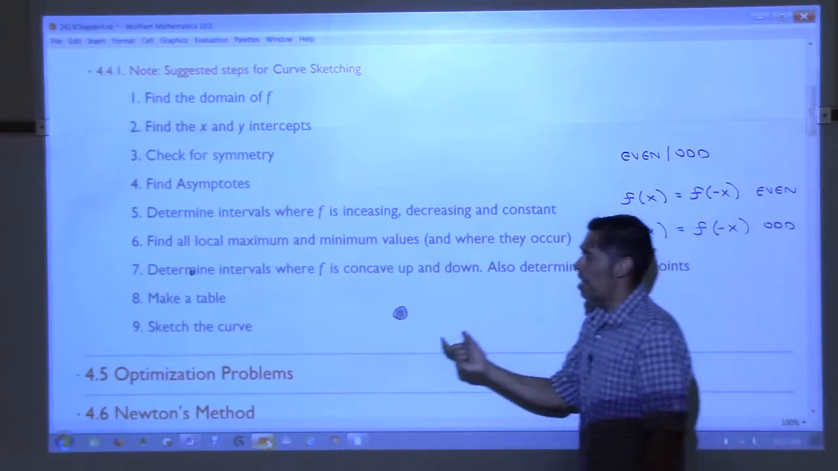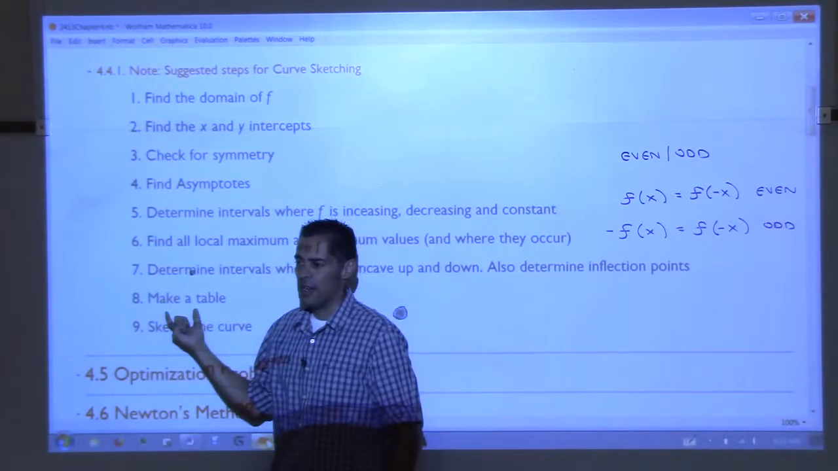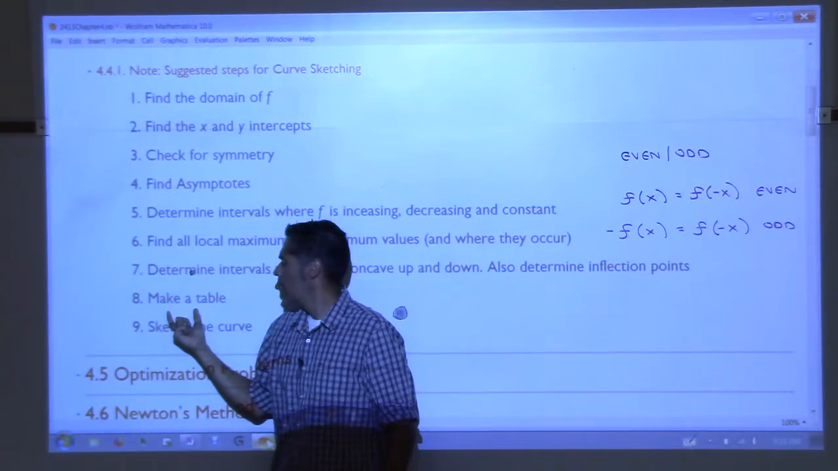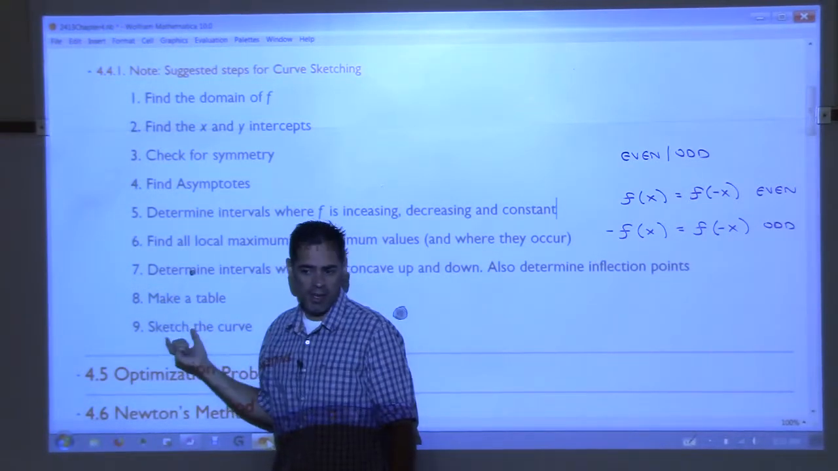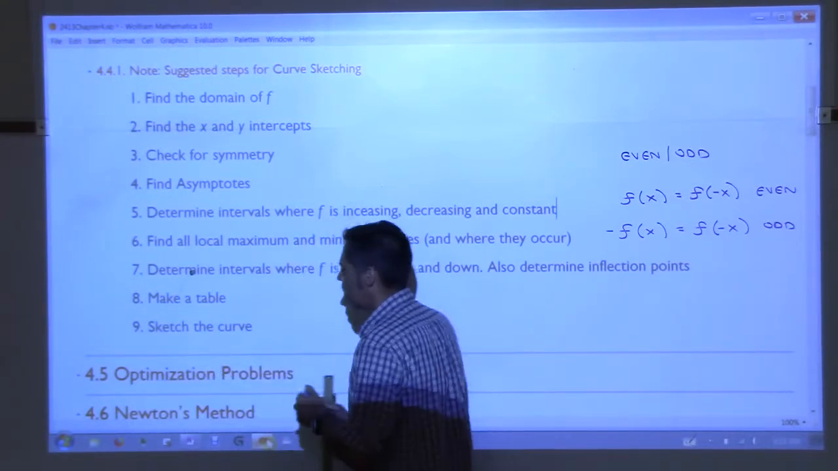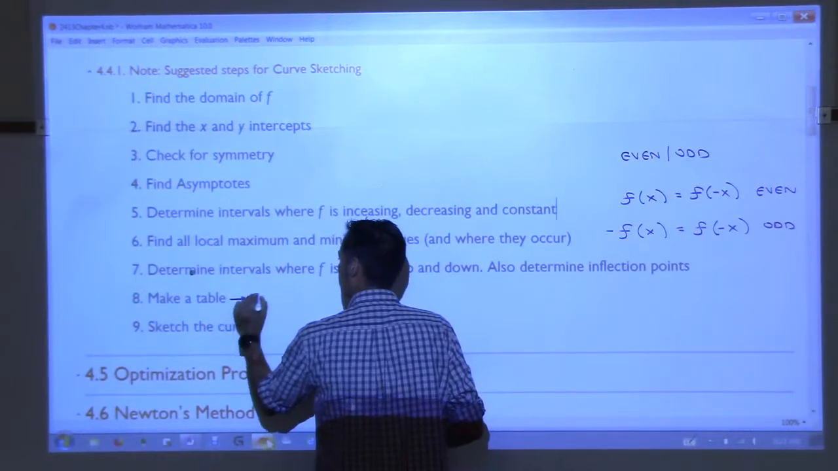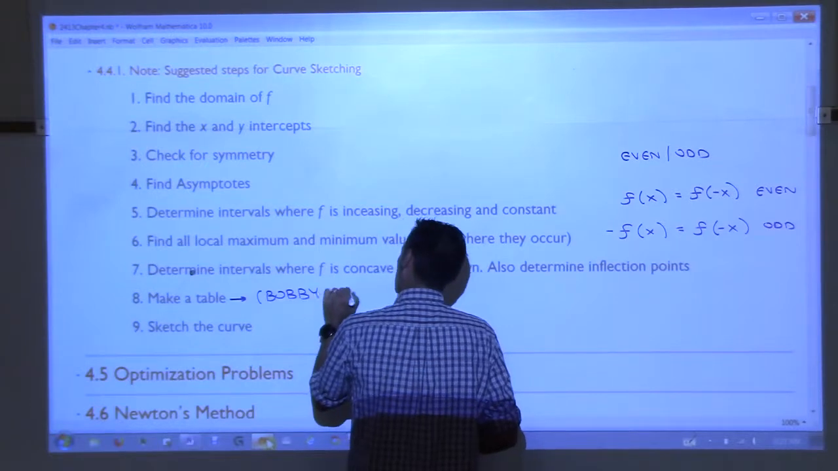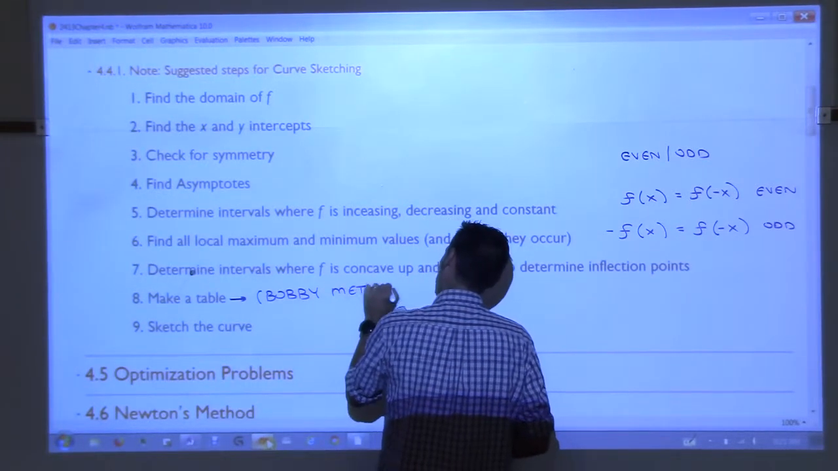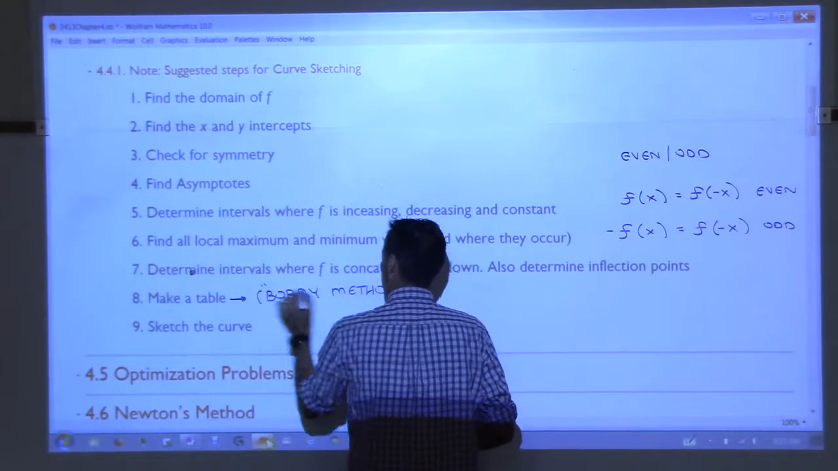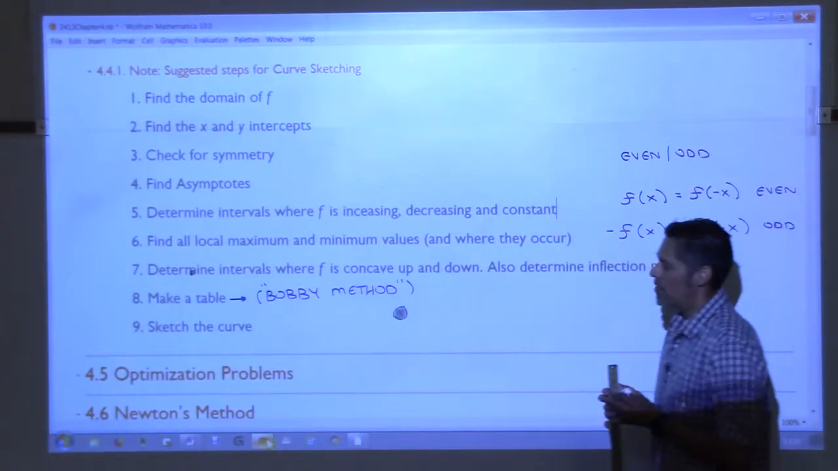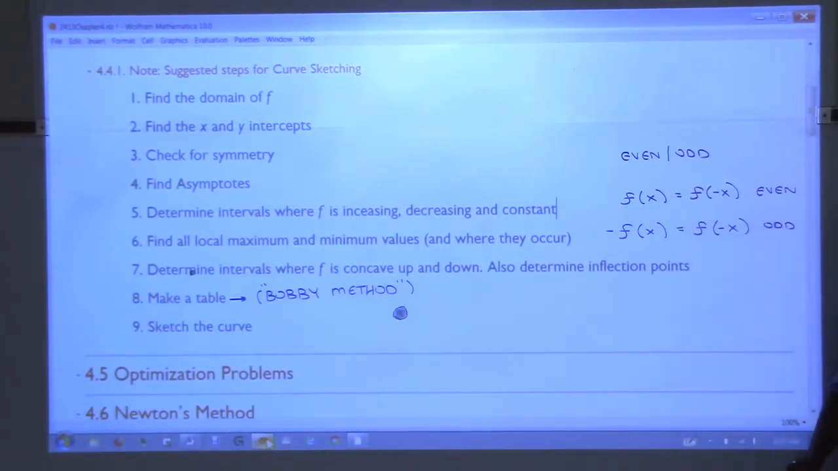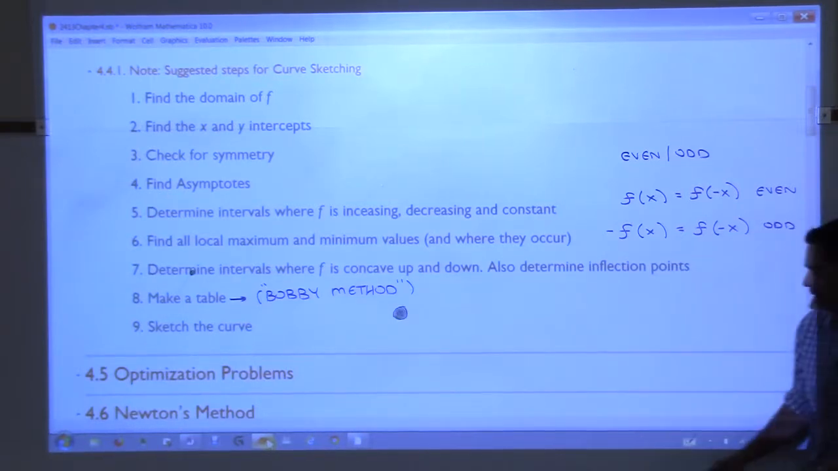Then what we're going to do is make a table. We have not done this yet. We have never done this part. And once we have our table, we are going to sketch. We're going to call this table the Bobby method. This is because when I first started teaching calculus, I was showing this method, a method that I had come up with myself because I didn't like the book's explanation.